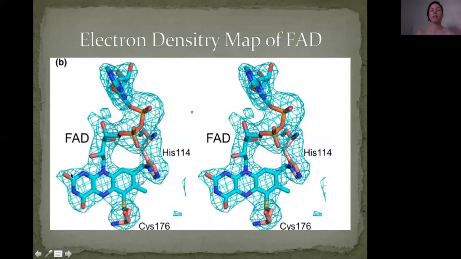So now, what does FAD look like? Okay, so they've done an electron density map where they merged the observed Fourier transformation with the calculated transformation, and this is the putative electron density map. You can see that these are the electrons. They're in cyan, and these two residues, histidine 114 and cysteine 176, are the two residues that covalently bind FAD to THCA synthase.